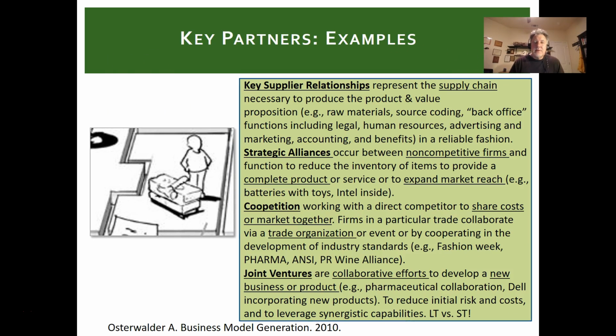So some examples, key suppliers. So your supply chain, your raw materials, your back office functions, your advertising agency, all this is what we call key supplier relationships. So you really need to think about that, and that's probably first and foremost. So that strategic alliance, that's between non-competitive firms that function to reduce inventory and provide maybe a broader line or service to expand market reach. So, batteries with toys or Intel Inside, two good examples.